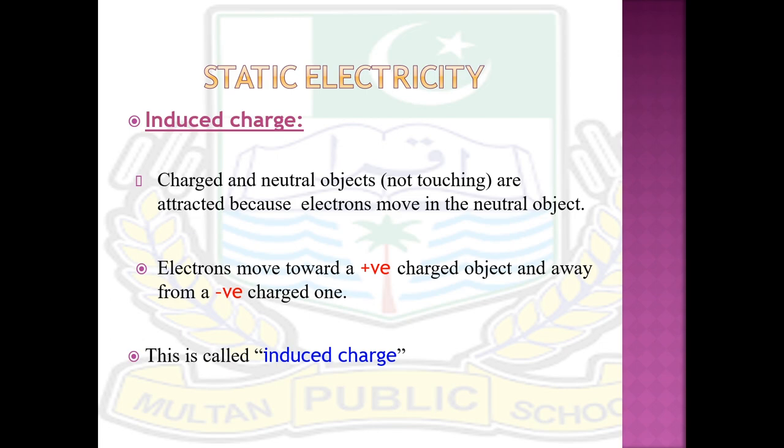Now we have to see what induced charges are. Charged and neutral objects not touching are attracted because electrons move in the neutral object. Electrons move toward a positively charged object and away from a negatively charged one, and this is called induced charge.